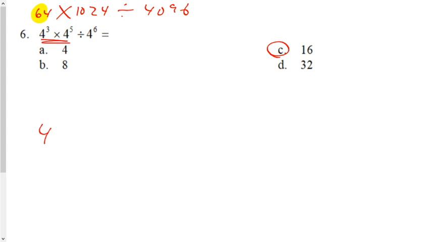You could have done it that way, but it's much easier to use your exponent laws and realize that when multiplying two powers of the same base, you can add your exponents, and when dividing two powers with the same base, you can subtract your exponents. And in a much simpler way, without a calculator, you can get the answer of 16 using your exponent rules.